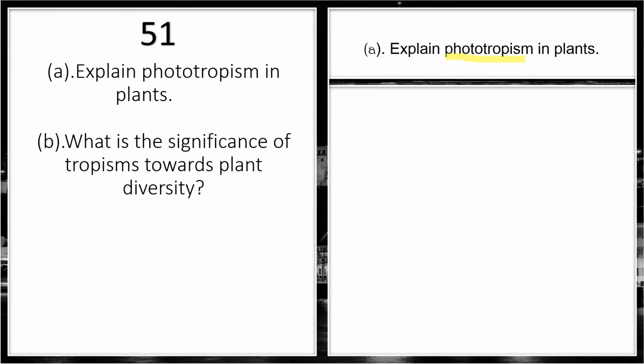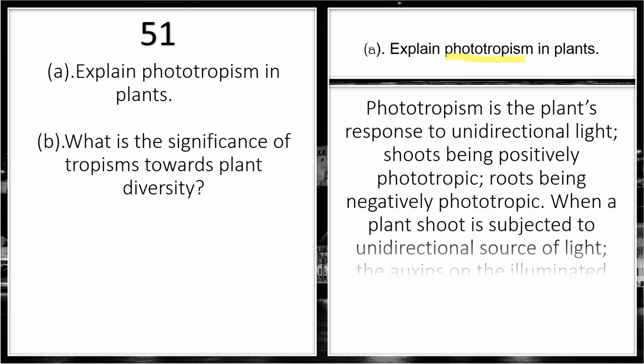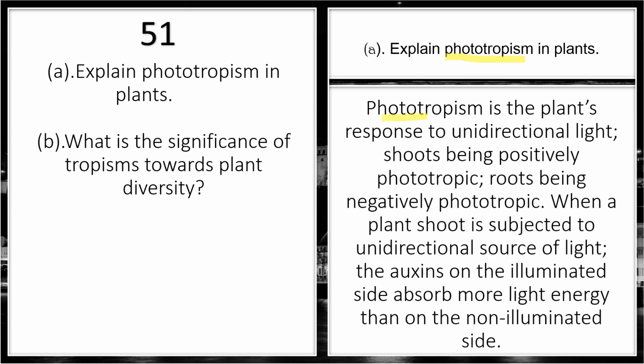Explain phototropism in plants. Phototropism is a plant's response to unidirectional light, with shoots being positively phototropic and roots being negatively phototropic.